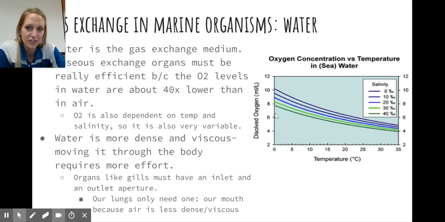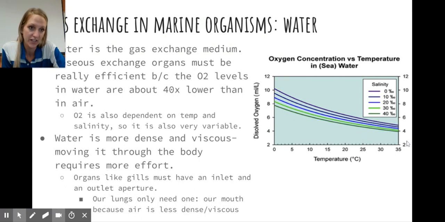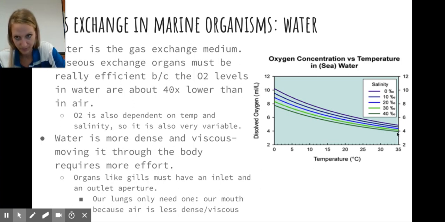Here's a fun little graph. It has two y-axes. You have dissolved oxygen on your y, and then on the other y, you have... No, you don't. Sorry, they're both dissolved oxygen, and the salinity is based on the different colors. But what we're looking at here is no matter what, as temperature increases, no matter the salinity, your dissolved oxygen decreases. And the greater the salinity, the less dissolved oxygen there is. And that's a chapter 7 relationship.